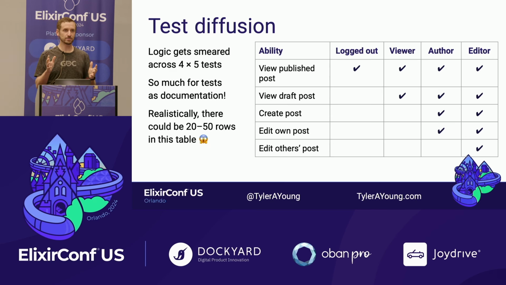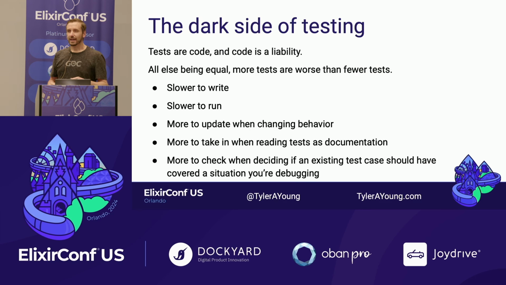And of course, if you've actually built one of these, you don't just have 5 rows and 4 roles. You've got 8 rows and 50 rows. The test suite grows significantly. And this is kind of the dark side of testing. It's something we don't talk about very much, but code is a liability, and your tests are code. And all else being equal, we should prefer having a test suite with fewer tests.